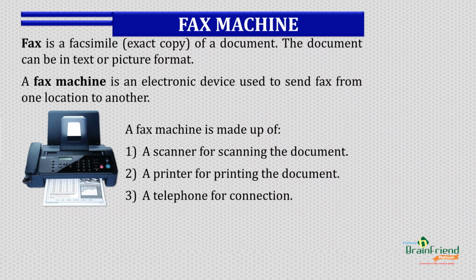A fax machine is used to send a fax, and a fax is a facsimile, meaning an exact copy of a document. And this document could be in the form of pictures or text. Now, a fax is made up of three components. There is a scanner, a printer, and a telephone. The scanner is used for scanning the document. The printer is used for printing the document, while the telephone is used for internet connection.